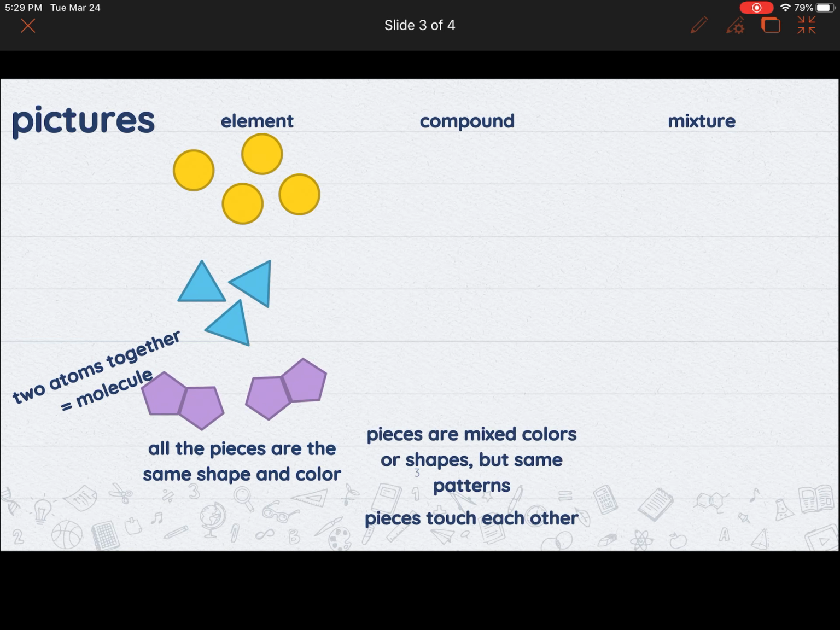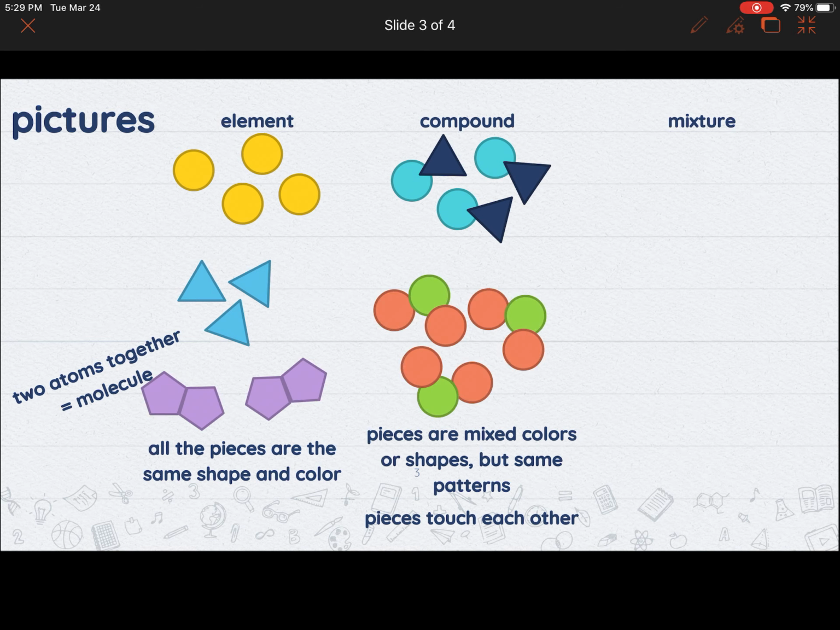If I have a compound, the pieces are mixed colors or shapes, but they come in the same patterns. And the pieces actually are touching each other in the picture to show that they're chemically bonded. So here I have some circles and triangles that are touching each other, and each combination has one circle and one triangle. Here I have compounds. These are similar to H2O, where I have one green element and two orange elements, and they're touching each other, and I have all three of these together in the same pattern.